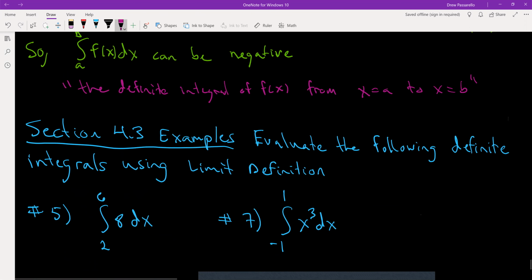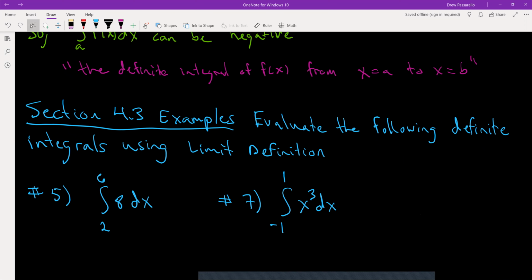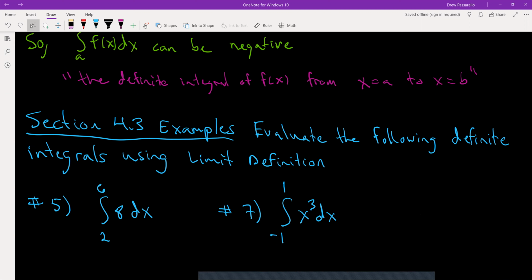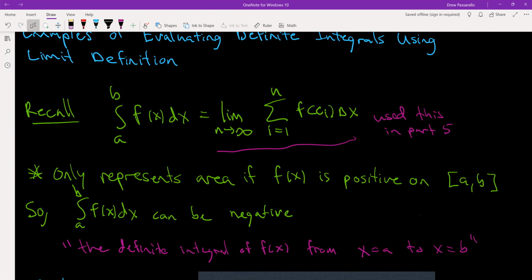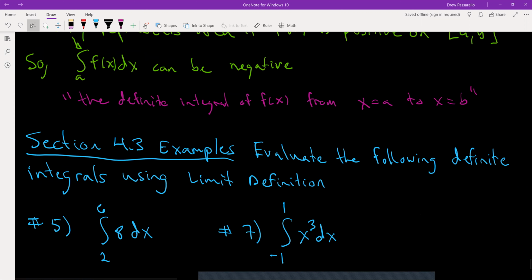All right, and so we're going to do these two examples. They're from 4.3, and we're going to evaluate the definite integrals. I'll be using that limit definition, which I used in the last video, and went over in previous videos before.